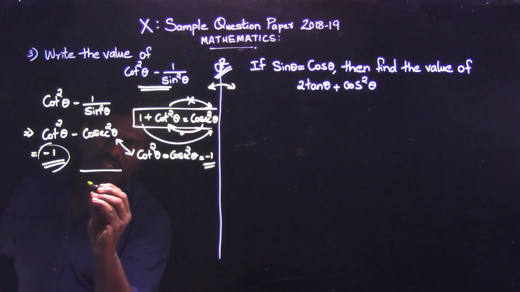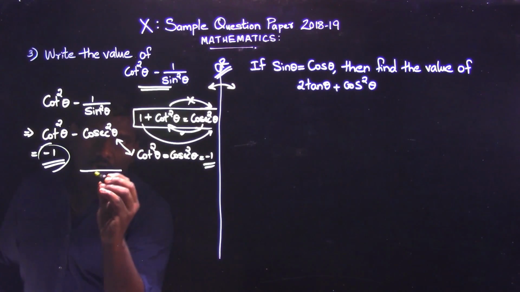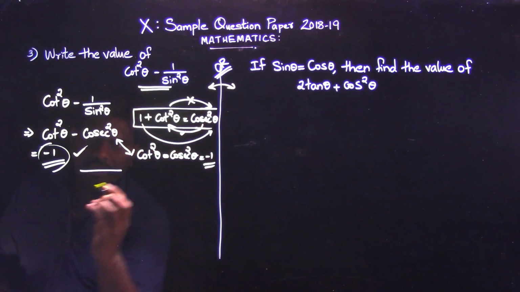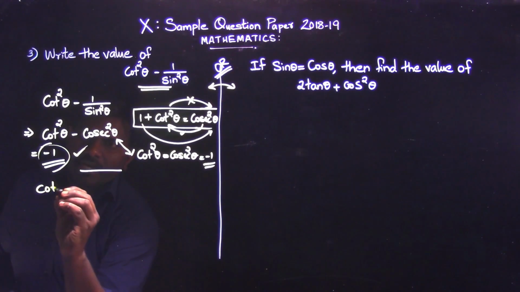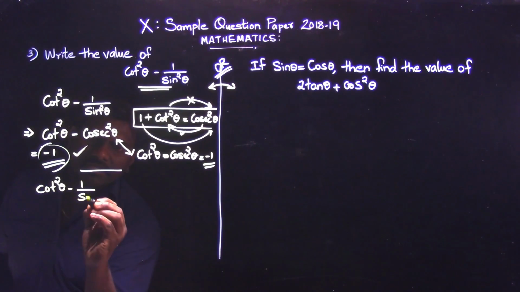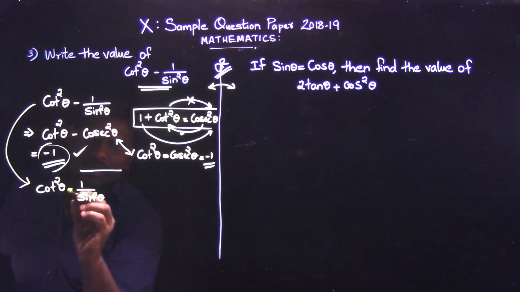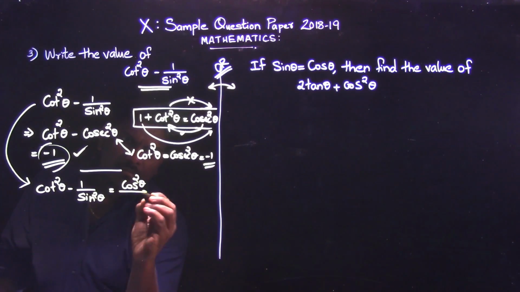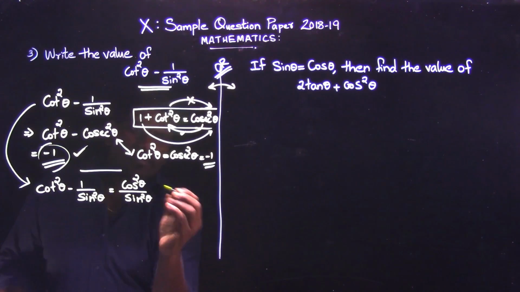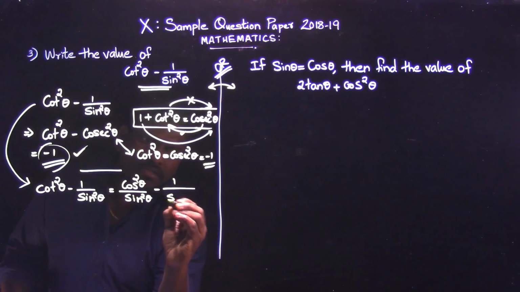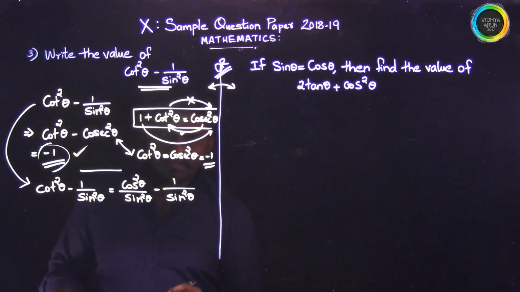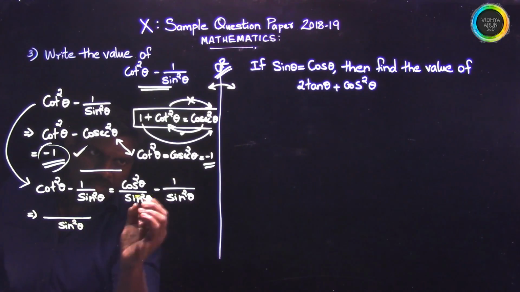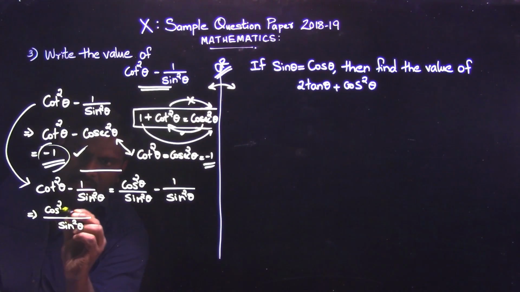Normally I used to write it in another way, but this is fine, this is correct. In a very quick time, if you know the formula, you will get it. In the other way, what I'm going to write here is cot square theta minus 1 by sine square theta, the same question. I'm going to write cot square theta as cos square theta by sine square theta, and if I don't know the formula, I have a tendency of this one, minus 1 by sine square theta. Now sine square theta is common in both, so it will be cos square theta minus 1.